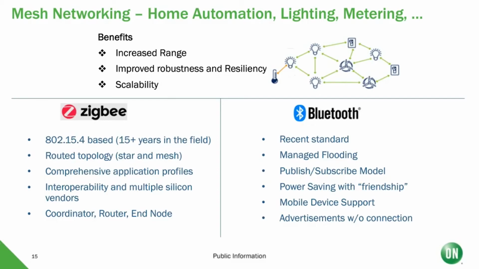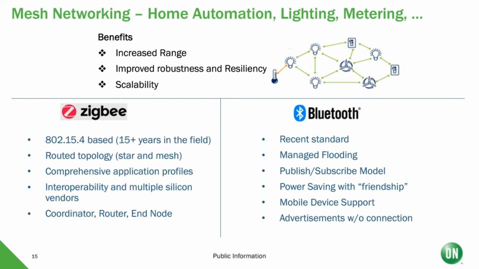We talked about the publish subscribe model. This is what Bluetooth mesh uses. The other key feature that Bluetooth enables, and I mean, there's an equivalent on the ZigBee side as well, is this whole concept of friendship that allows extremely low power devices to be part of a Bluetooth Low Energy mesh network.